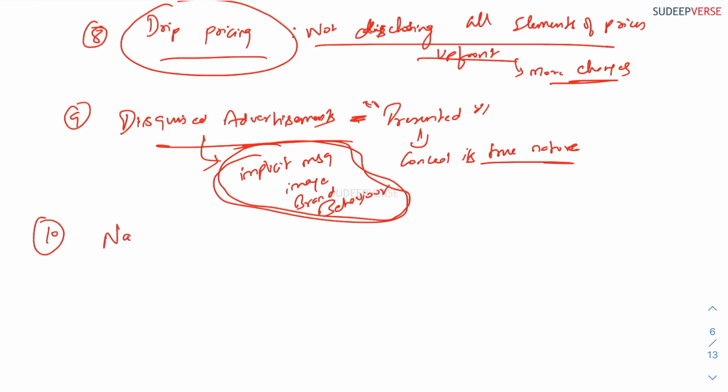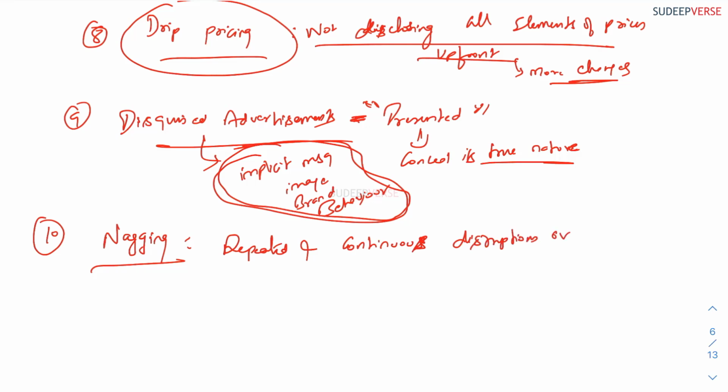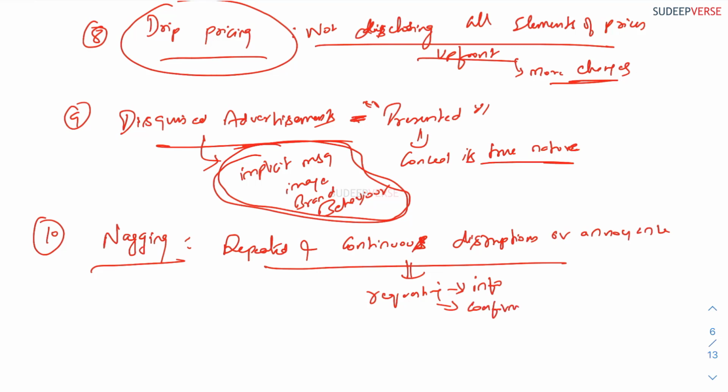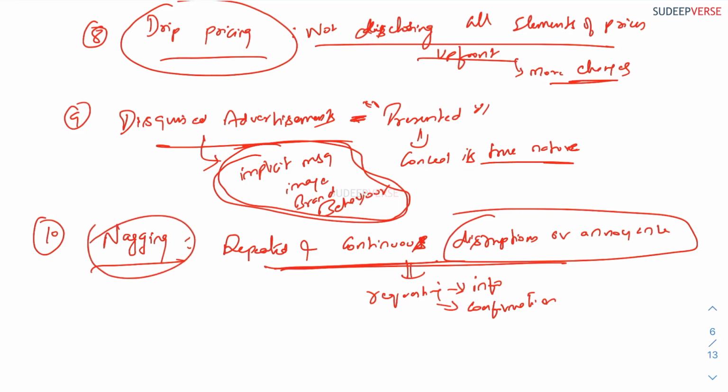The next is nagging. Nagging is nothing but repeated and continuous disruptions or annoyance that are created. Basically, these disruptions are continuous. You're asking the user, or you're requesting the user to provide information. You're requesting the user to provide confirmation. So in this way, you're continuously repeating that disruption or annoyance, and you're forcing the user to commit to an action. This is known as nagging.